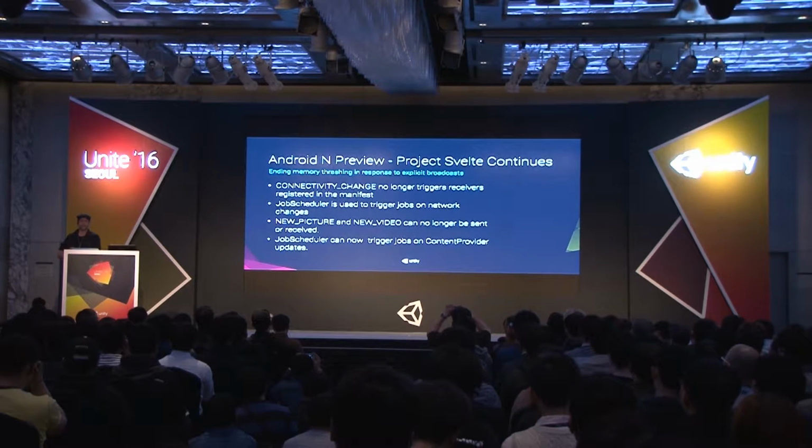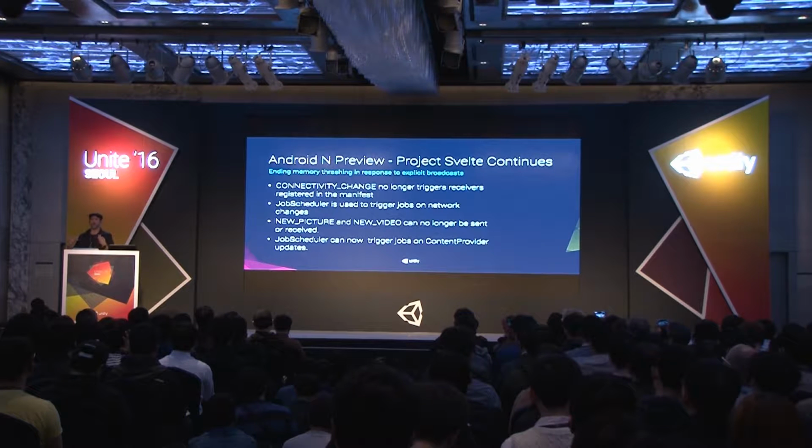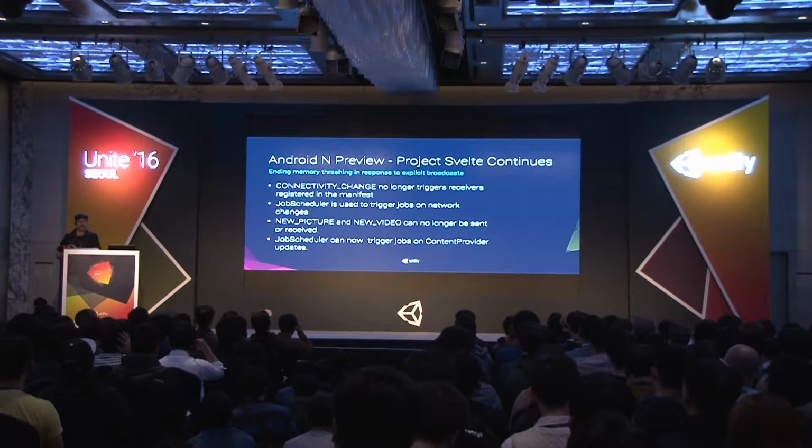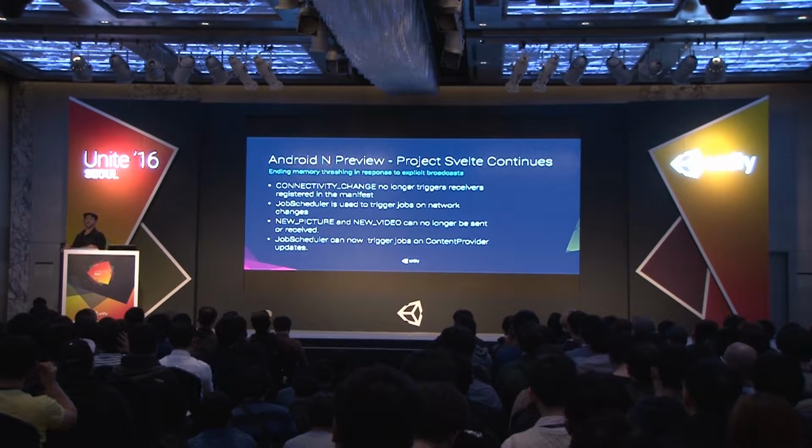Also, we're changing some things with implicit broadcasts. As part of our focus on something we call Project Svelte, we want to make background activity even more efficient. Most importantly to game developers is that if you camp onto broadcasts like connectivity action, your app will no longer be launched in response to a change in connectivity.